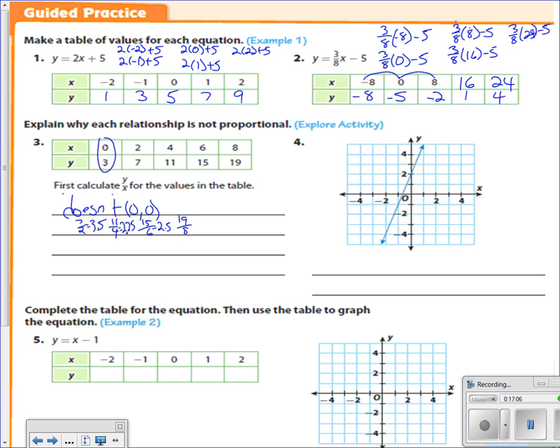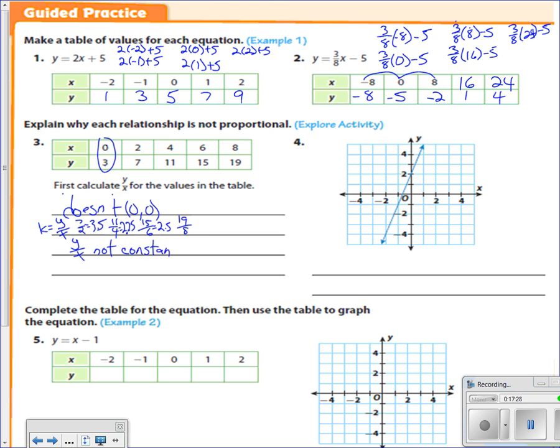So I really don't need to continue because you will see that none of those y over x, which is k, are constant. So if k is not constant, or y over x is not constant, then it is not proportional.